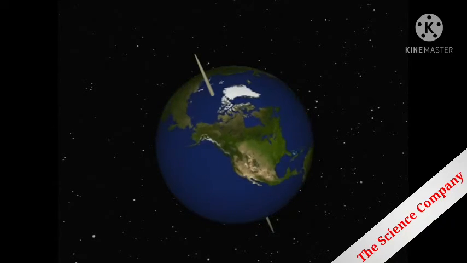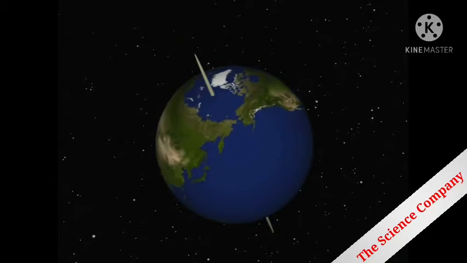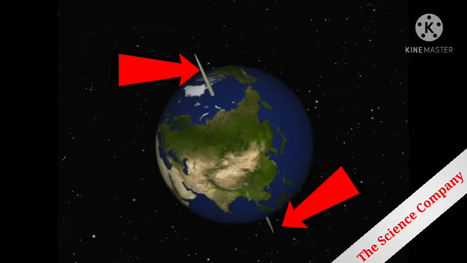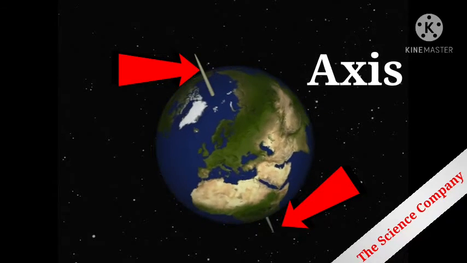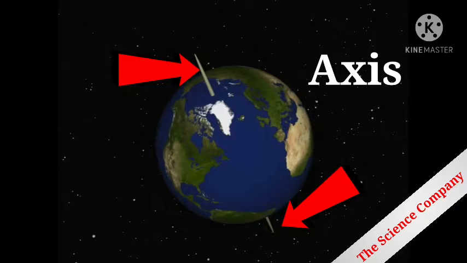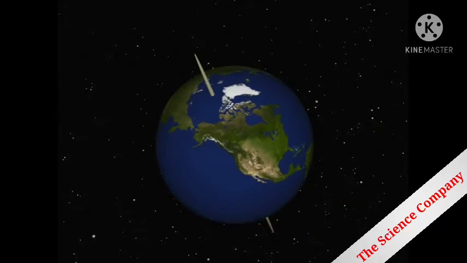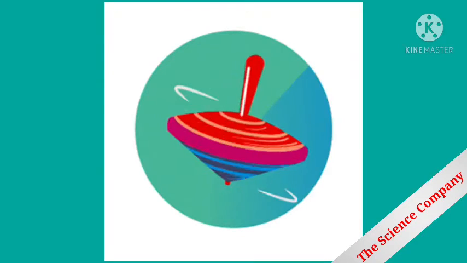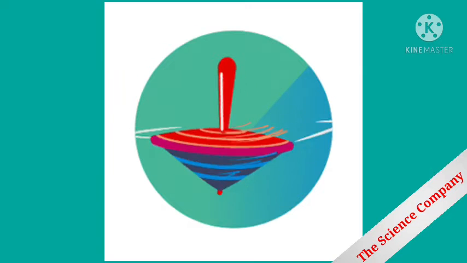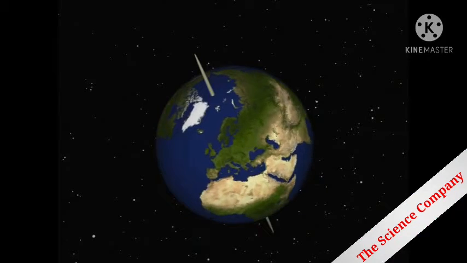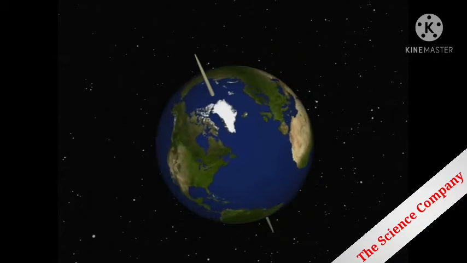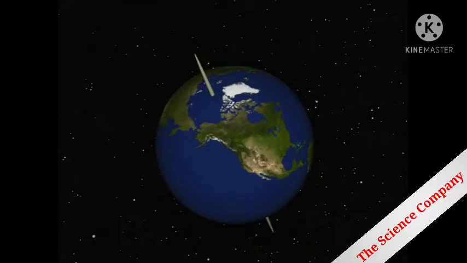Imagine a line passing through the center of the Earth that goes through both the North Pole and the South Pole. This imaginary line is called an axis. Earth spins around its axis, just as a top spins around its spindle. This spinning movement is called rotational motion.